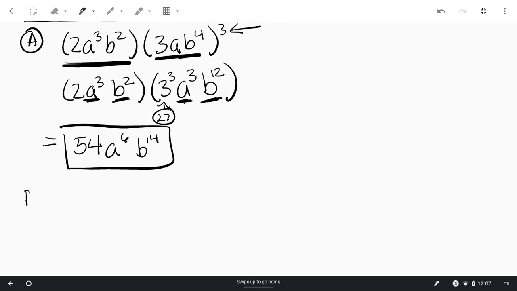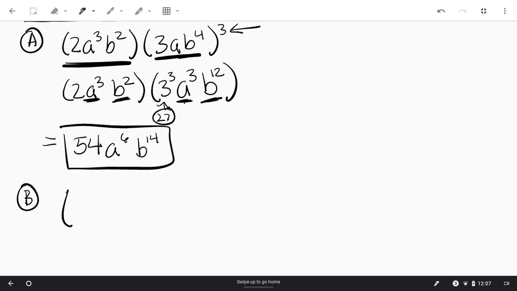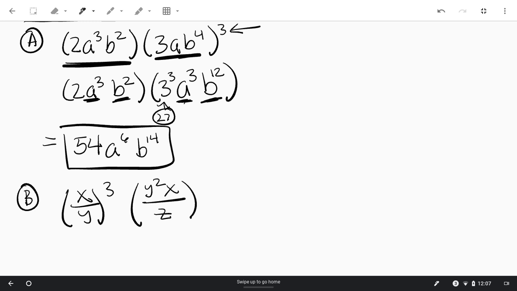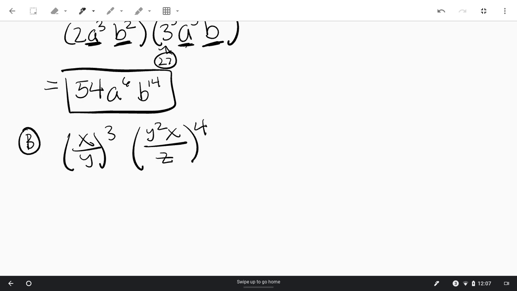Okay, let's take a look at another one. Suppose that I have x over y, all to the third, and over here, y squared x over z, raised to the 4th. Again, you have those exponents on the outside, so I would deal with them first. You don't see an exponent on these, so it's understood to be 1. So these are going to get x to the third and y to the third.